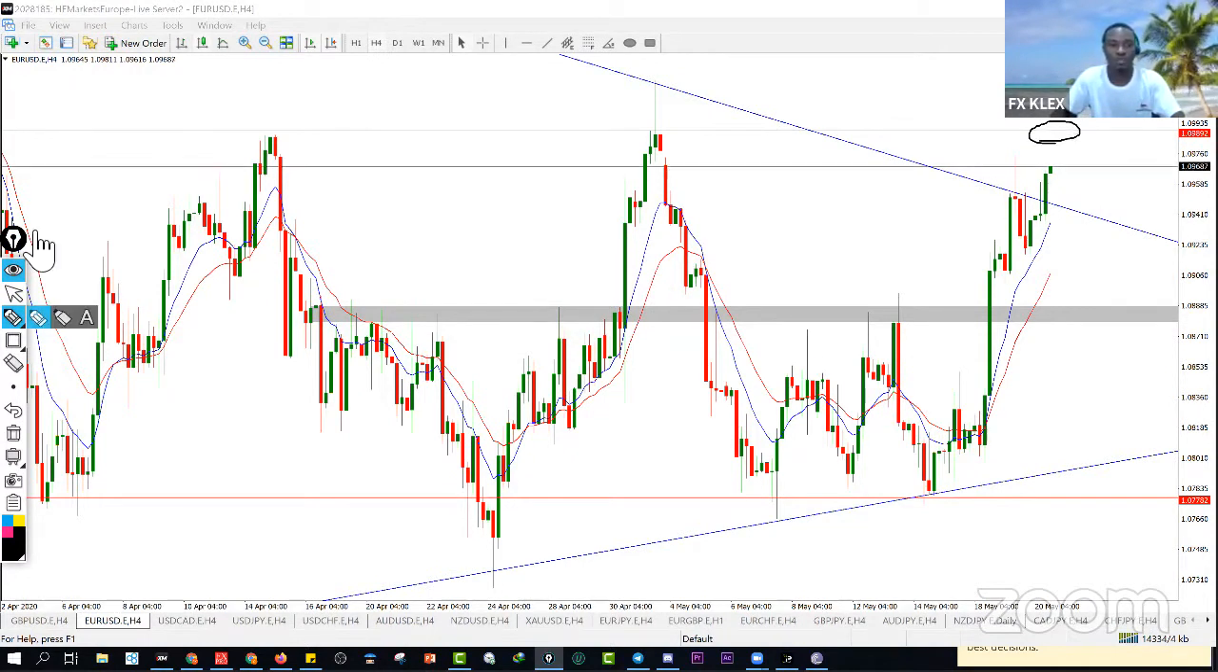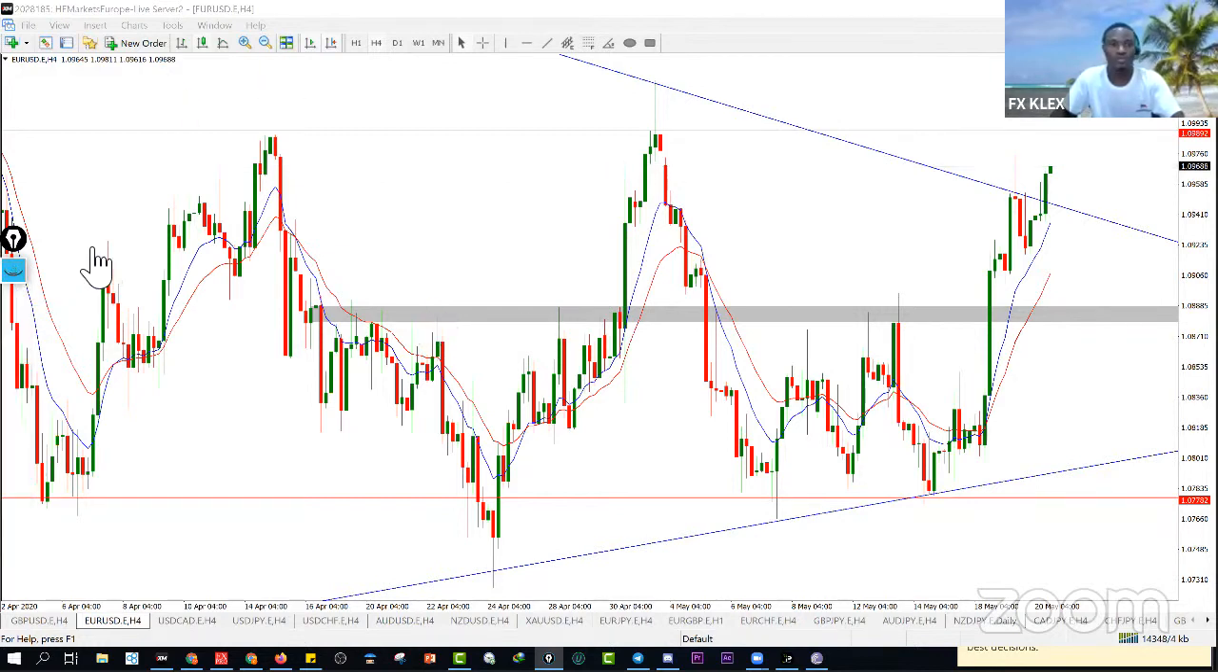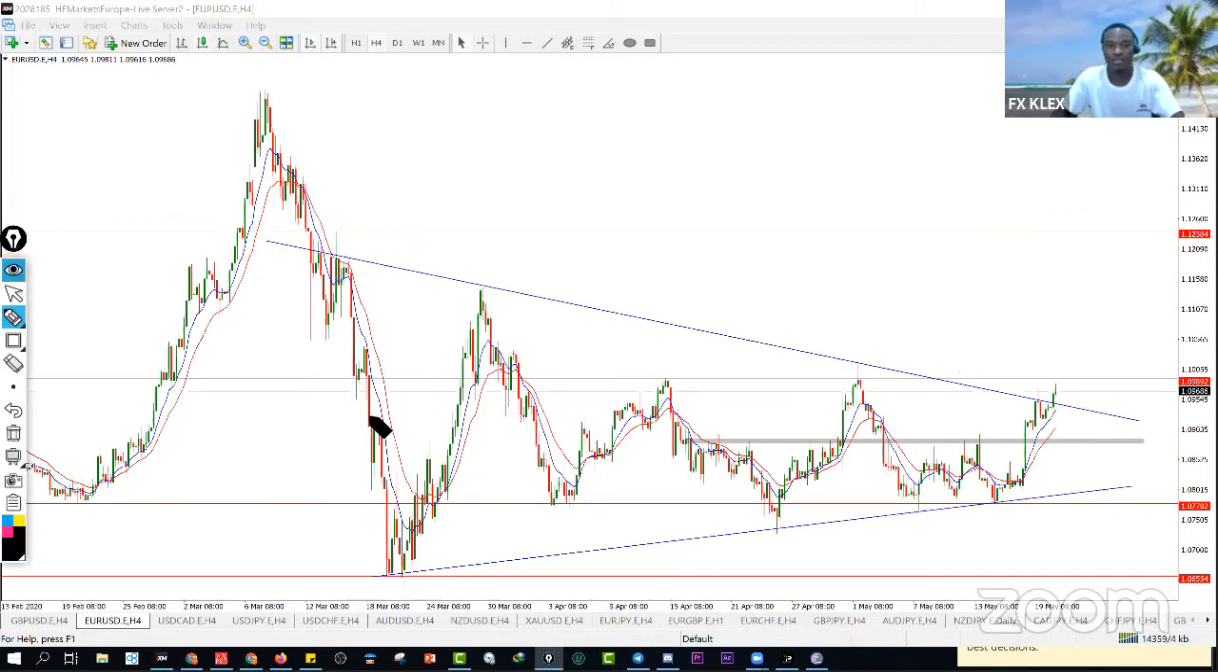I'm going to zoom in here. You can see how this market has been in a rally downward, the downward rally of this trend.